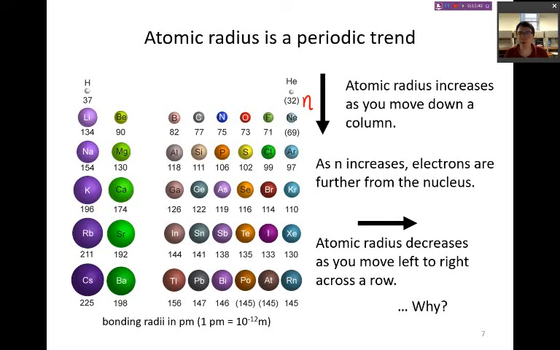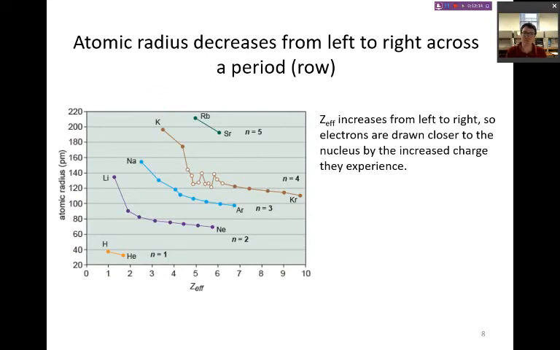Now, atomic radius also decreases as we move from left to right across the row. Now, why might that be? Well, remember, we talked about how the Z effective will increase as we go from left to right because we're increasing the number of protons without increasing the number of screening electrons. So why does the atomic radius decrease as we go from left to right? Those two things are related to each other.